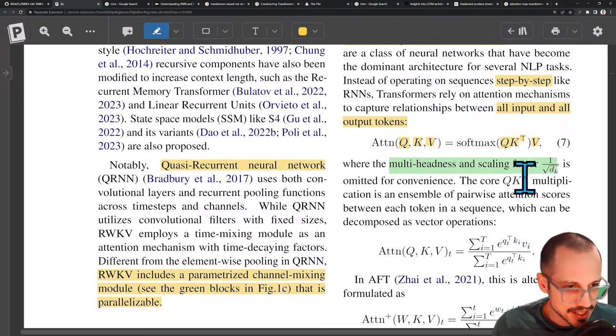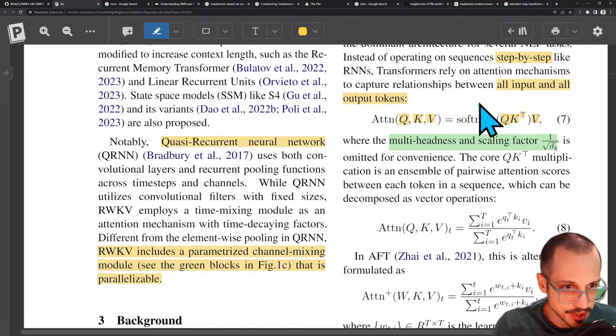The core QK^T multiplication is an ensemble of pairwise attention scores between each token in a sequence, which can be decomposed as vector operations. So here all they did was just take the softmax equation and expand it. Rather than having the word softmax as a function that takes in QK transpose, they plug in the equation of the softmax and turn this into a sum over all the different query vectors, key vectors, and value vectors.